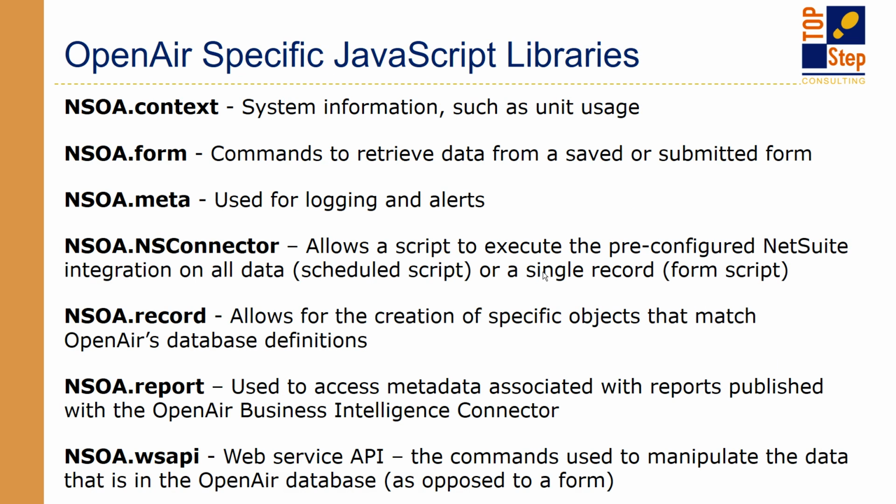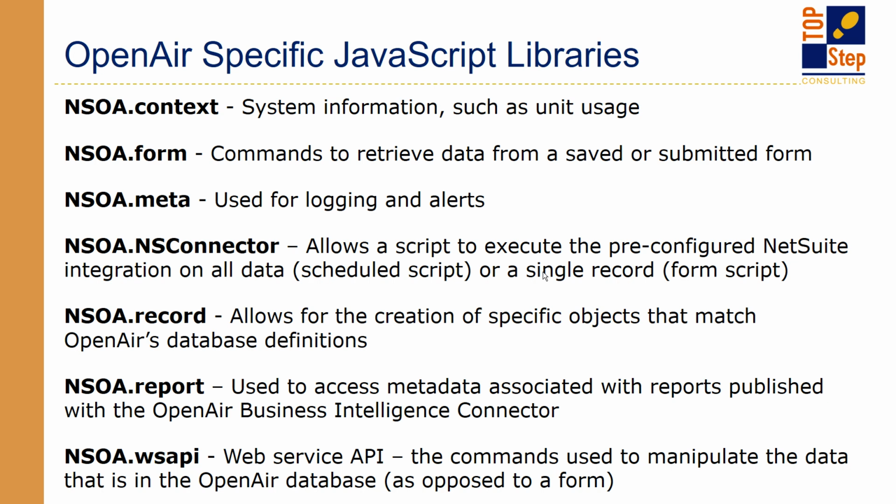These are the OpenAir specific JavaScript libraries. There are functions under each of these different libraries that do different things. Context is there to provide just system information. You can look up how many units you've used in the middle of a script. You can look up how long the script has run so you can see how efficient your script is functioning, if you're getting close to the governance limits, etc. The form library allows you to retrieve data from a saved or a submitted form directly off the form itself without hitting the database. The meta library is used strictly for logging and alerts.